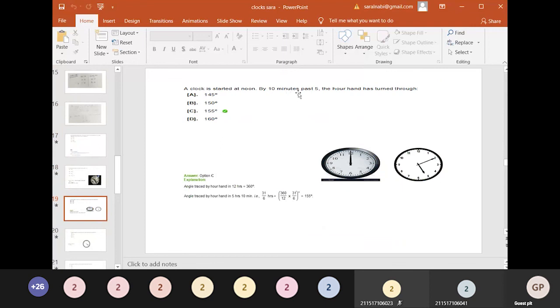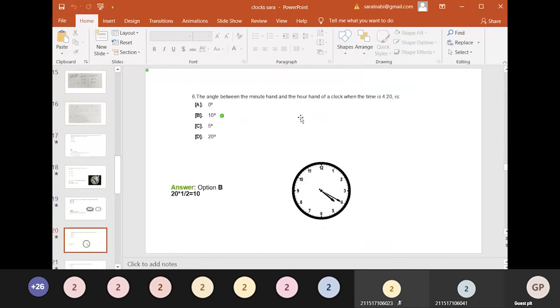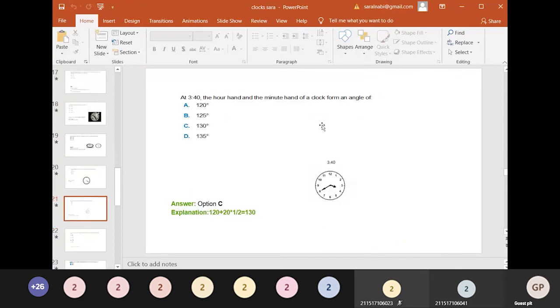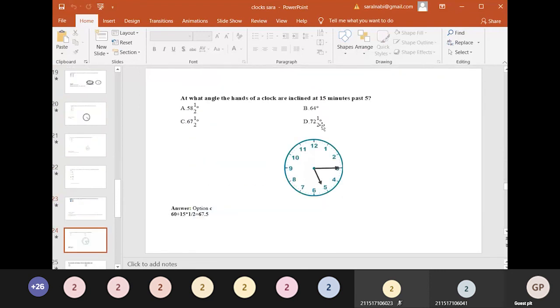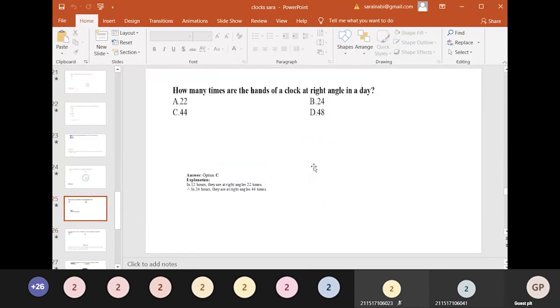A clock is started at noon. This we have discussed already, right? They have asked you to find out the angle between the hour hand and minute hand when the time is 4:20. So these are the example problems that you could work out. Additional problems which I have given for you.